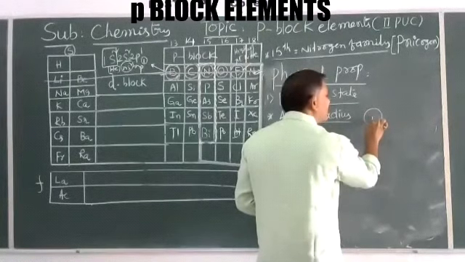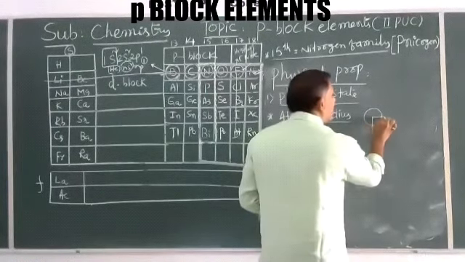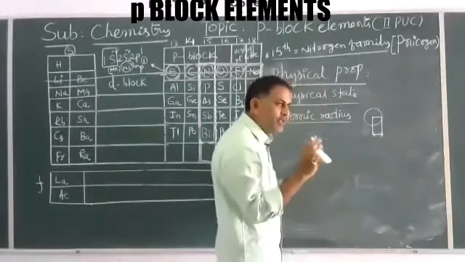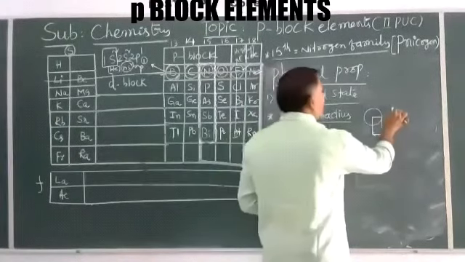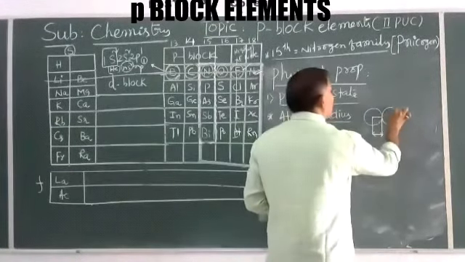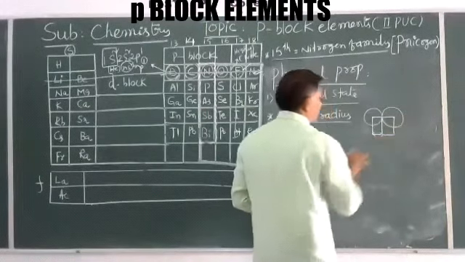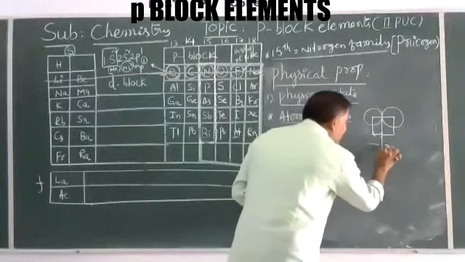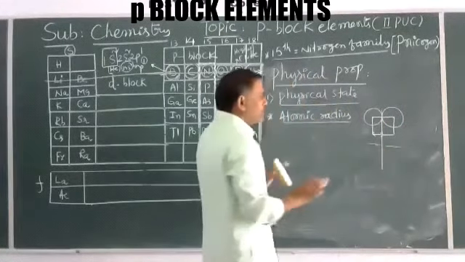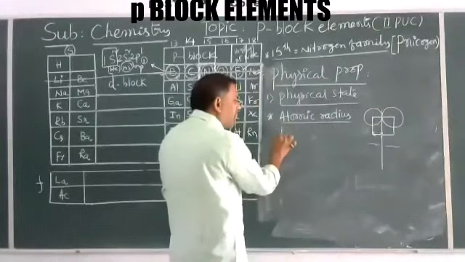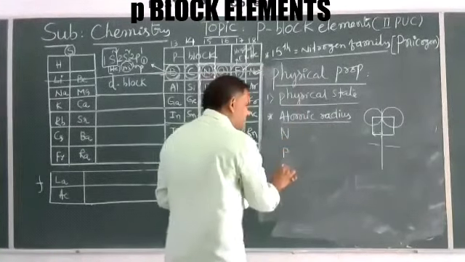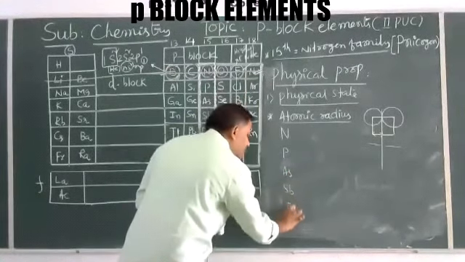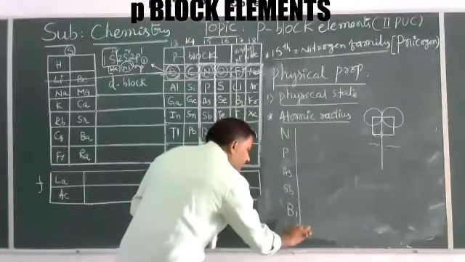For example, atomic radius: an atom is very small, so it is difficult to calculate its size. It is the distance between the center of the nucleus and the electron cloud in any atom of an element. That's why in a molecule we calculate the covalent radius. Half of the internuclear distance is called the covalent radius. So for the covalent radius from nitrogen to phosphorus, phosphorus to arsenic, arsenic to Sb, Sb to Bi, what happens to the size?